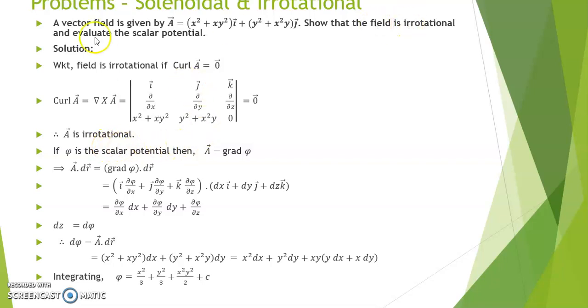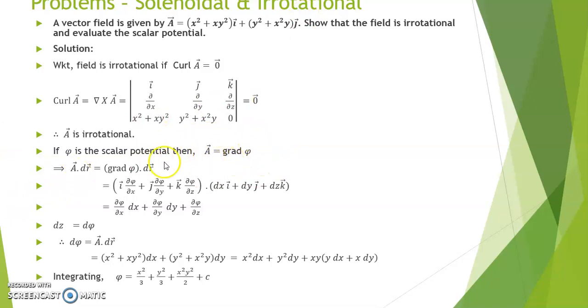So now how do I find the second part of the question? They are asking to evaluate the scalar potential. What do you mean by scalar potential? Scalar potential is nothing but the gradient of phi. Phi is some scalar. Scalar, in the sense without i vector, j vector and k vector, is called a scalar. So the A vector is equated to gradient phi.